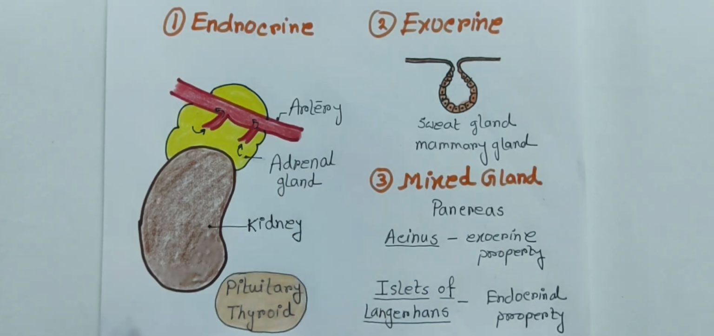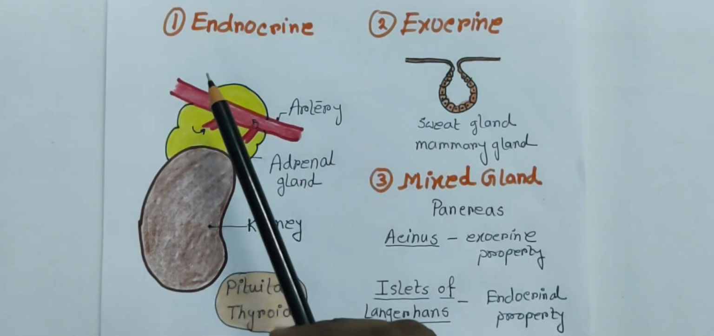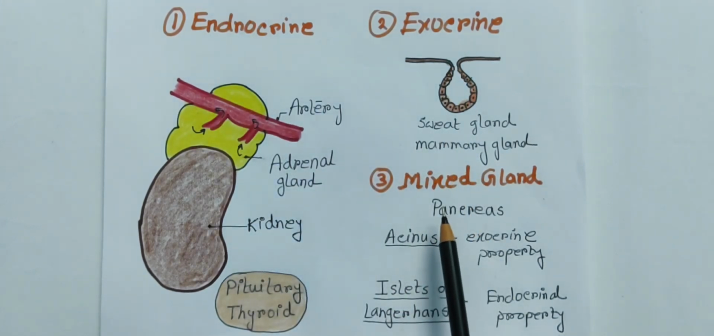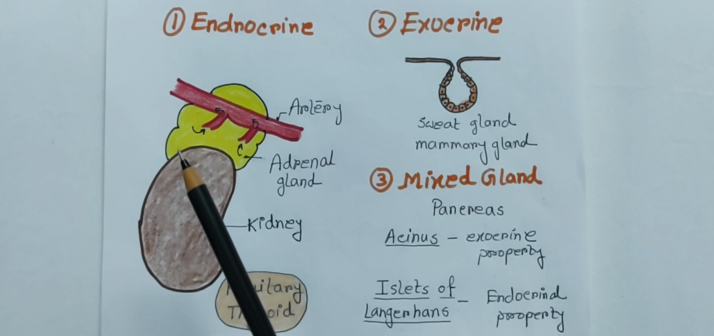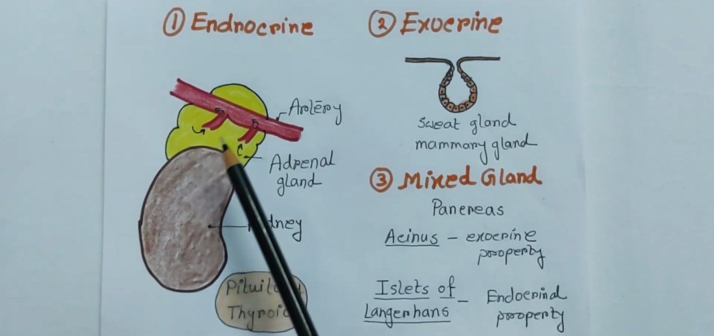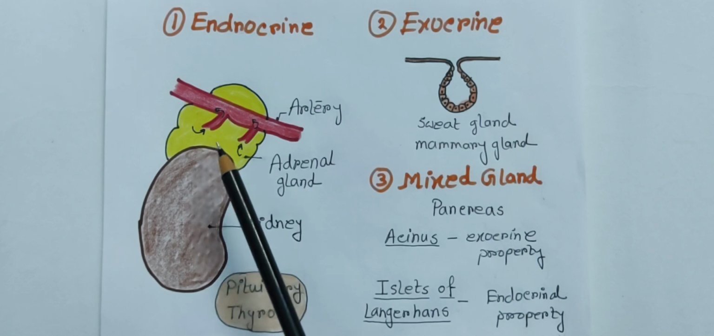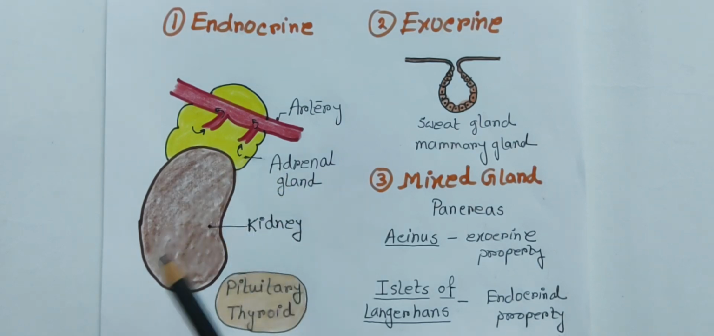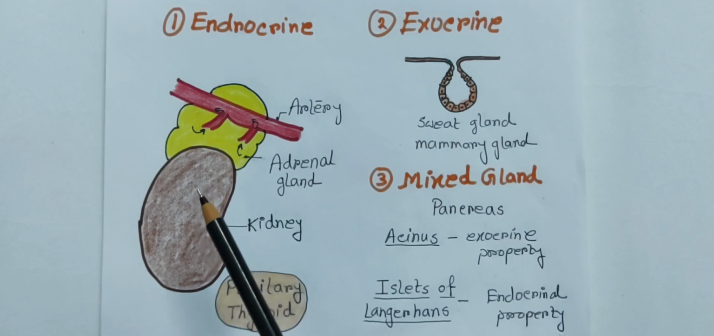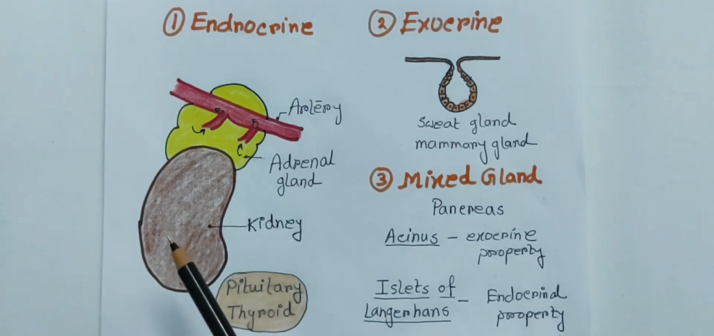Glands can be mainly divided into three parts: endocrine glands, exocrine glands and mixed glands. Endocrine glands secrete their products into the bloodstream or the interstitial cells that surround the vessels. Endocrine glands include the adrenal, thyroid and pituitary.